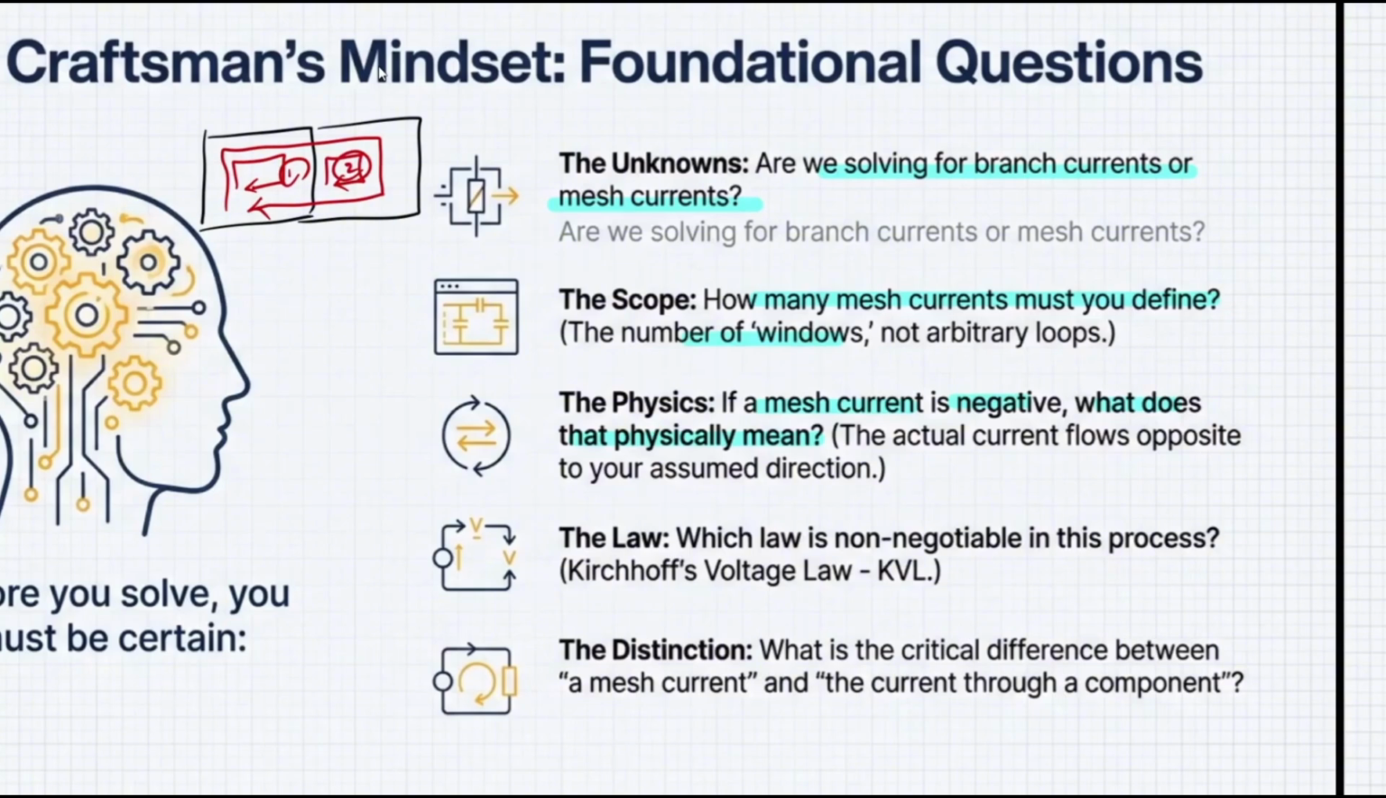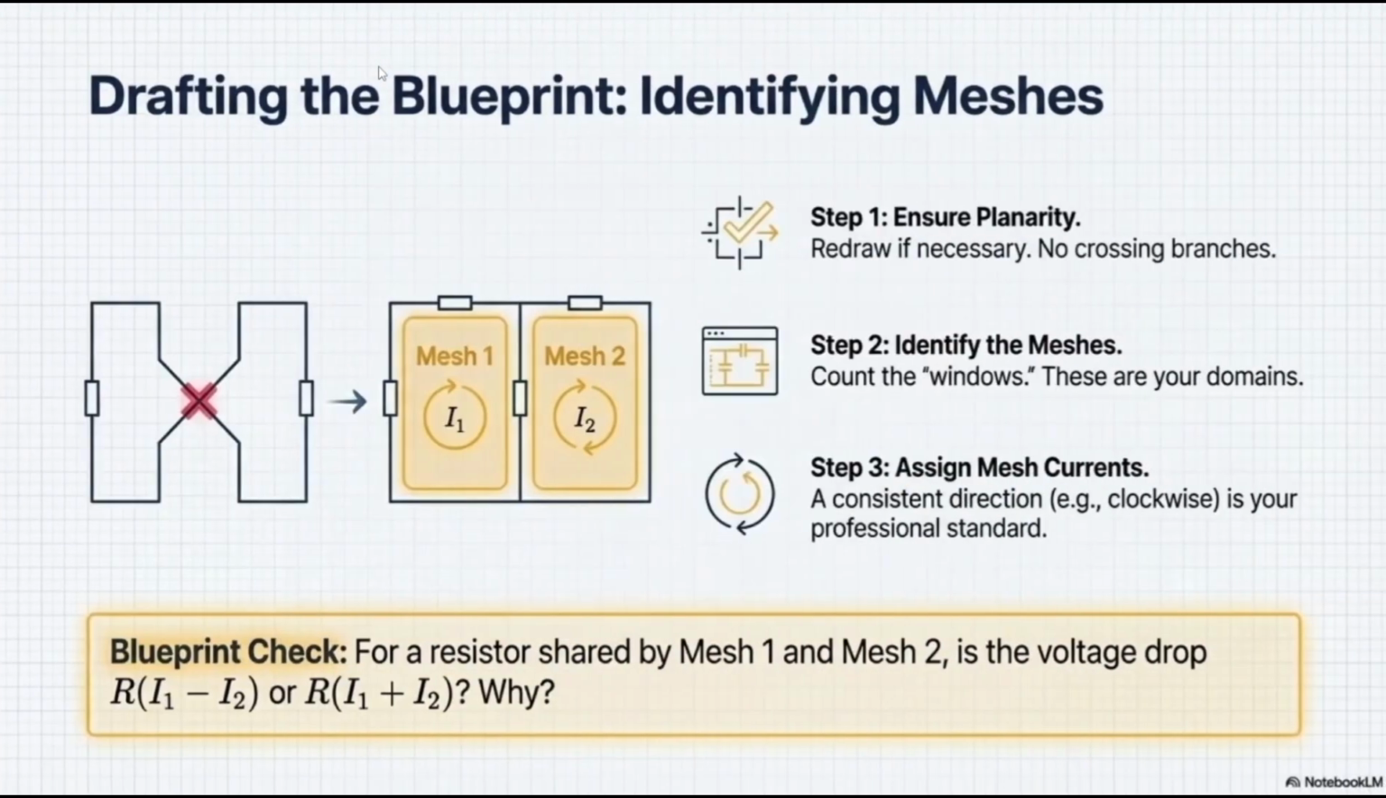And then we have to talk about the law: which law is non-negotiable in the process itself? Kirchhoff's Voltage Law. For mesh analysis, the only law that we are going to use is KVL. As you guys know, KVL says the accumulation of all of those voltage drops is going to be the same as your source. Or in a mesh or in a loop, if you add up all of those voltages, it should be zero. And finally, the distinction: what is the critical difference between a mesh current and the current through a component? We are going to talk about all of them in detail. So let's have the blueprint.